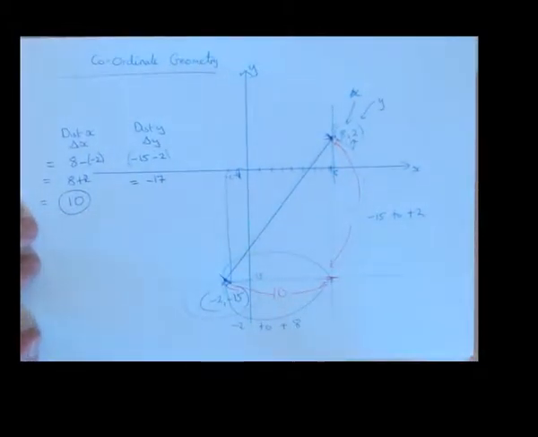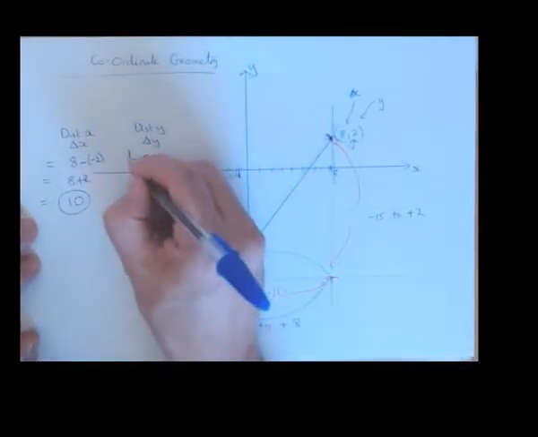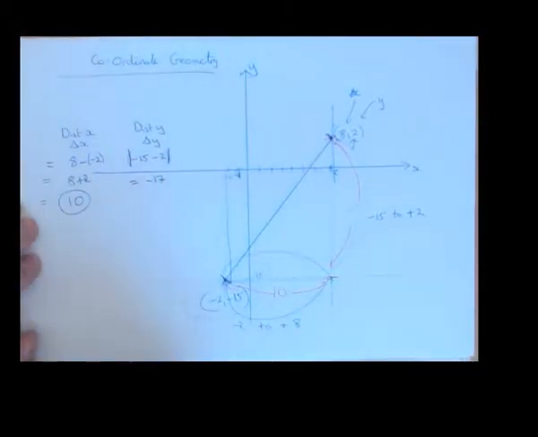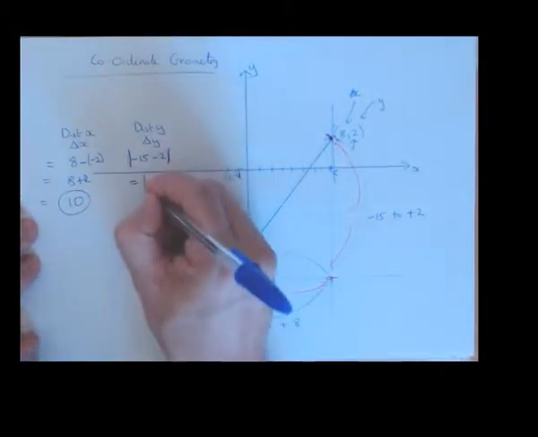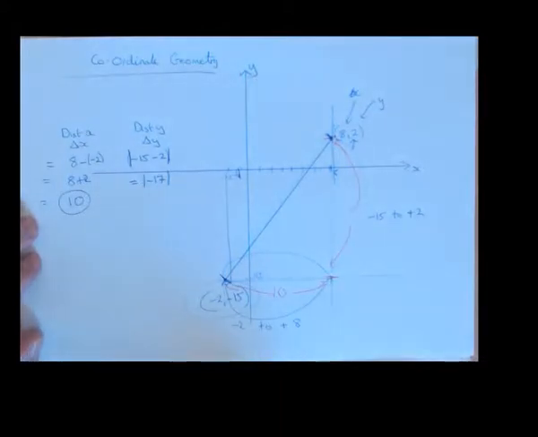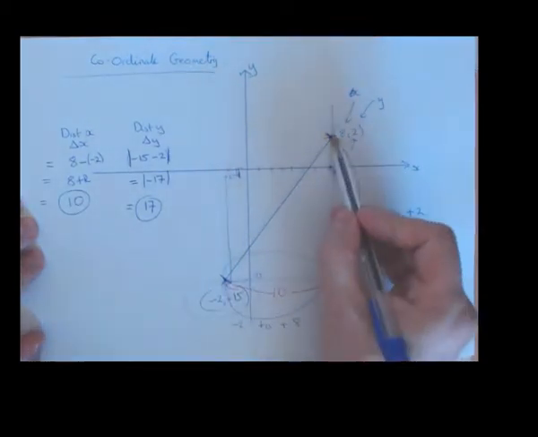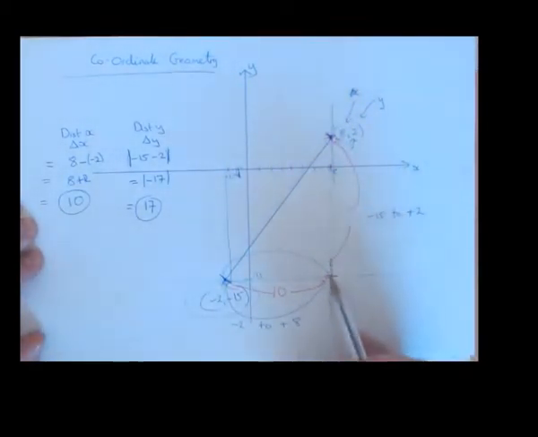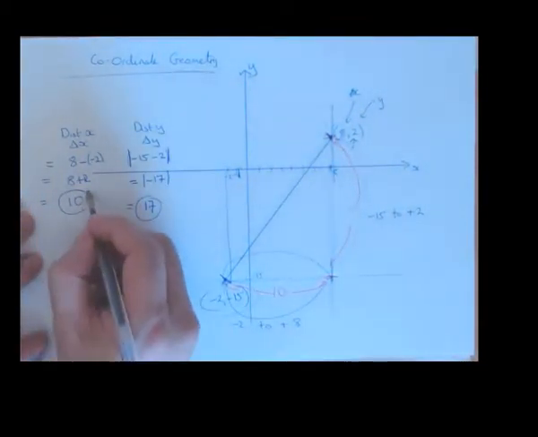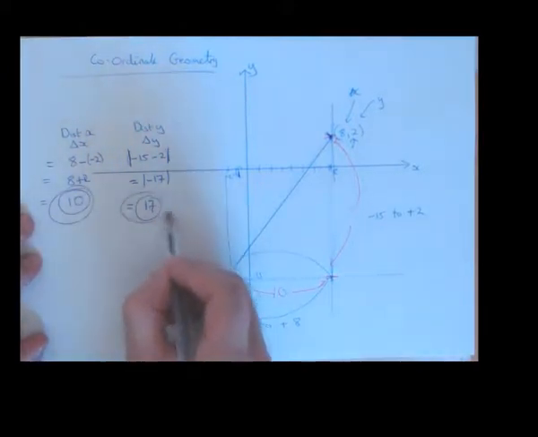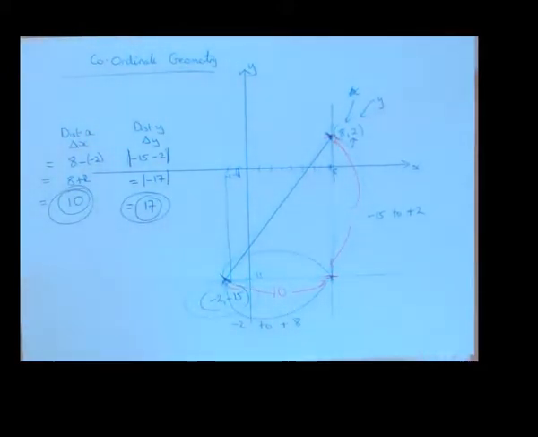But we always know that a distance is always positive. So I put these 2 lines here to say I'm going to make that positive. Okay? 2 lines here just means I'm going to make it positive no matter what it is. So it's 17. So the distance from here to here, up or down, is 17. Our distance left or right is 10. Our distance up and down is 17. So those are the 2 numbers that I want first.